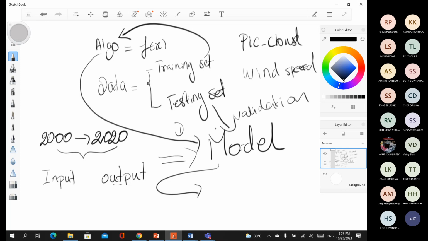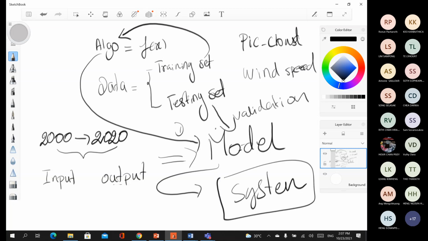So after training and testing, we get one model, which we call the model of the system. So now I have one system. Currently I just put in the picture of the current clouds and wind speed, and I will get the output rain or not rain. So this is one kind of process of machine learning algorithms.